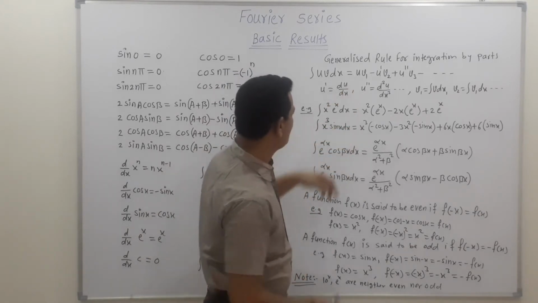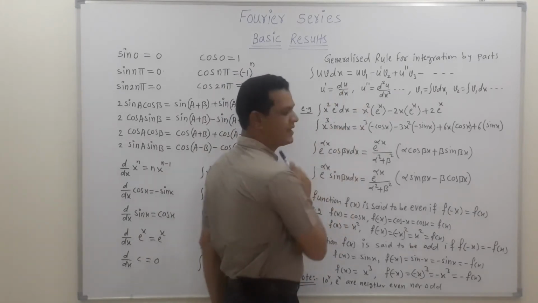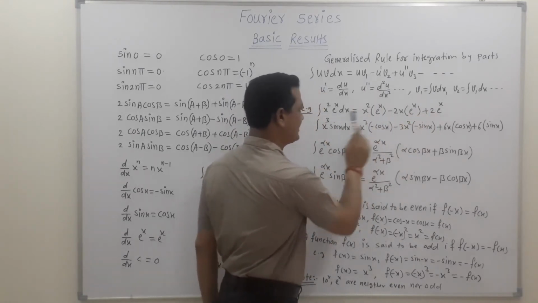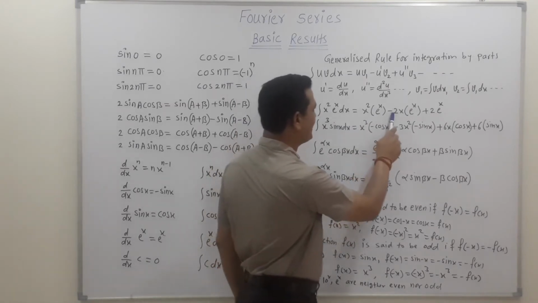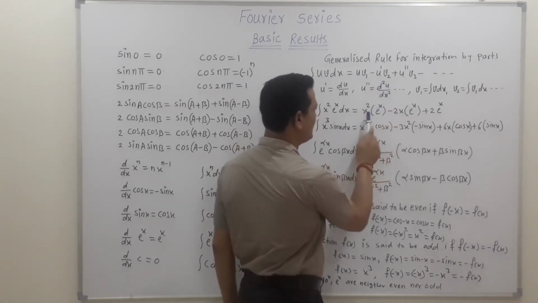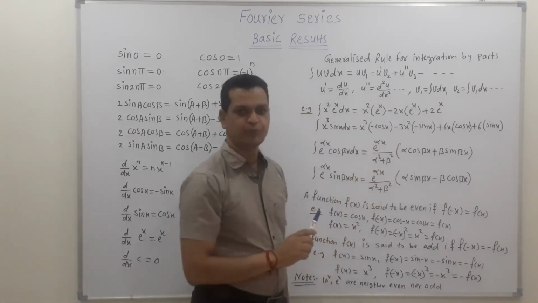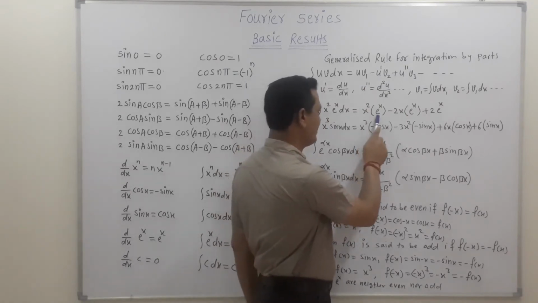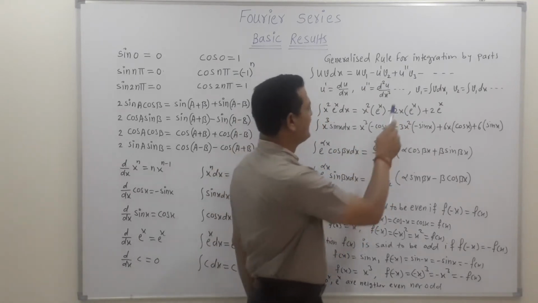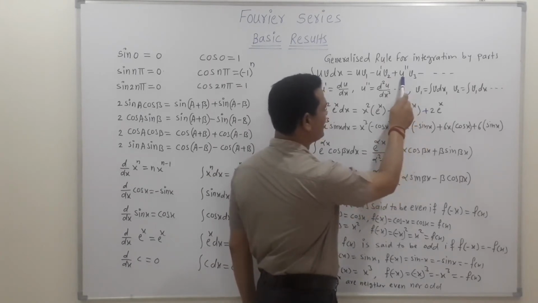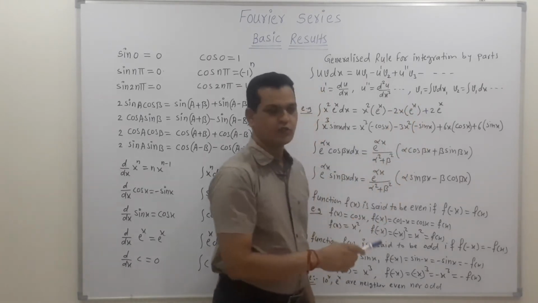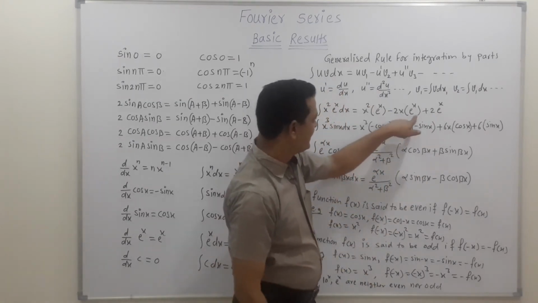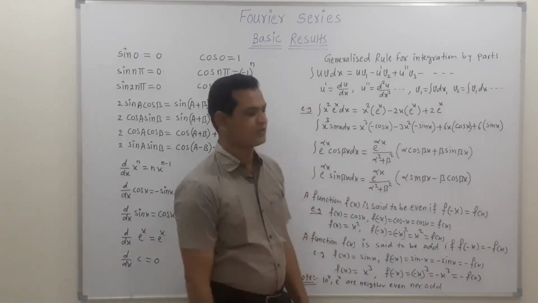According to this rule, u stays as it is, that means x square as it is. v1 means integration of v, so the integration of e raised to x is e raised to x, with a minus sign, times u dash, the derivative of x square, which is 2x. Then v2 means integration of v1, and the integration of e raised to x is again e raised to x. The next sign is plus, times u double dash, the derivative of 2x, which is 2, into the integration of e raised to x, which is e raised to x. So this is the first example.